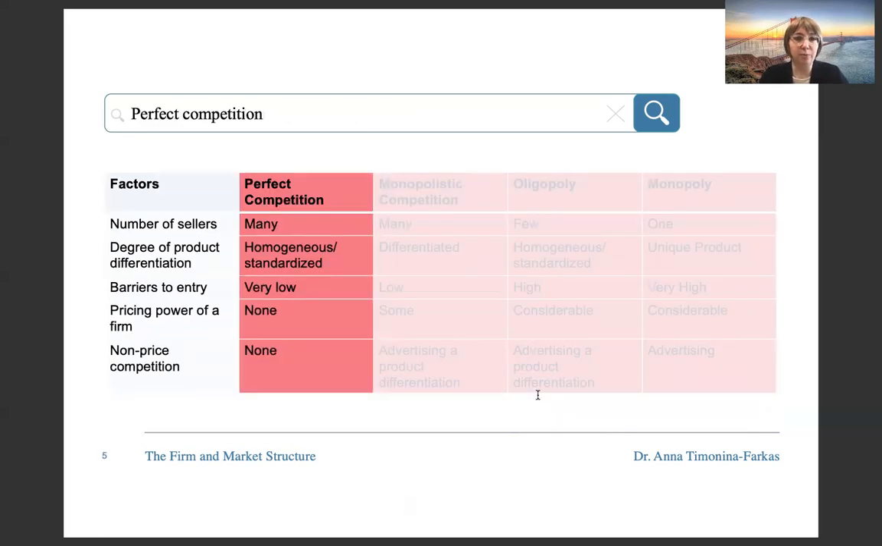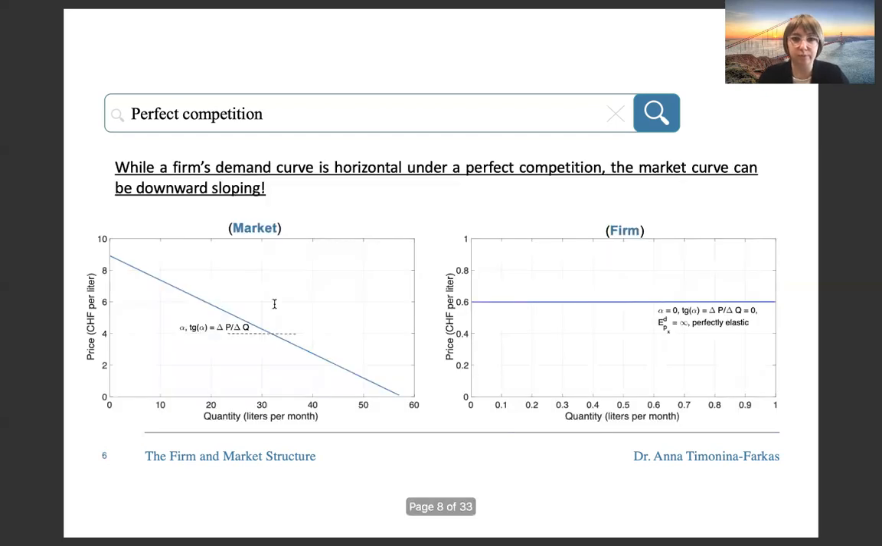Let us start with perfect competition, and overall, let us try to answer which price and which quantity is optimal in this market. I remind that in perfect competition, we're talking about many sellers with homogeneous or standardized products, very low barriers to enter, and no pricing power, no non-price competition.